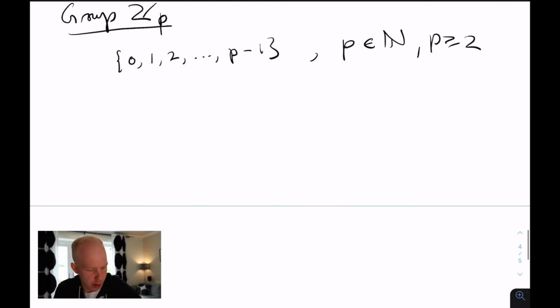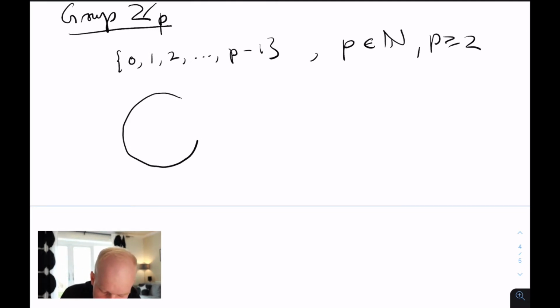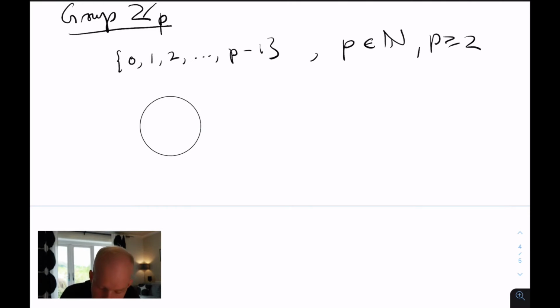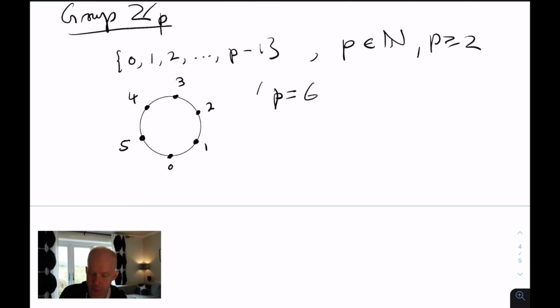And what we want to do is think about these points as being on a circle. So we draw a circle. Oh, that's not really a circle. Let's draw another one. Maybe this is, yeah. And we put them around here. Let's say put 0 here, 1, 2, 3, 4. Let's say this is now the 5. This would be p equals, in this case, 6.